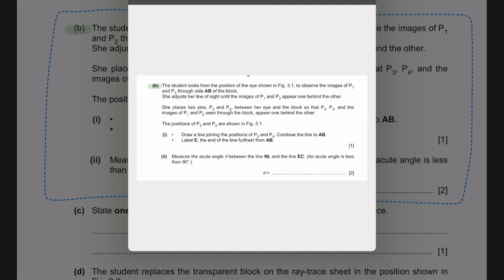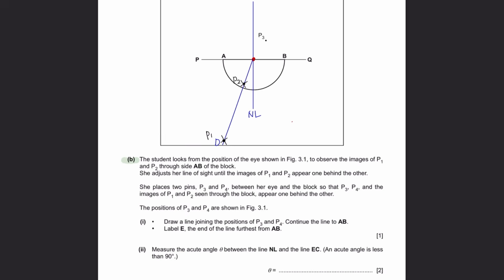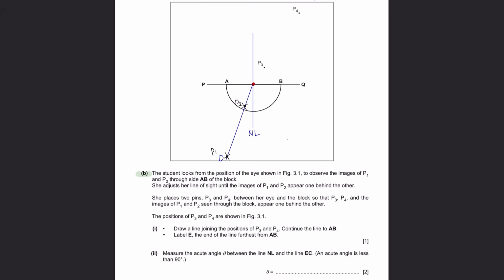Question B. I am going to place question B at the bottom of this page so that it will be easier for us to refer to the question and answer it on the diagram.